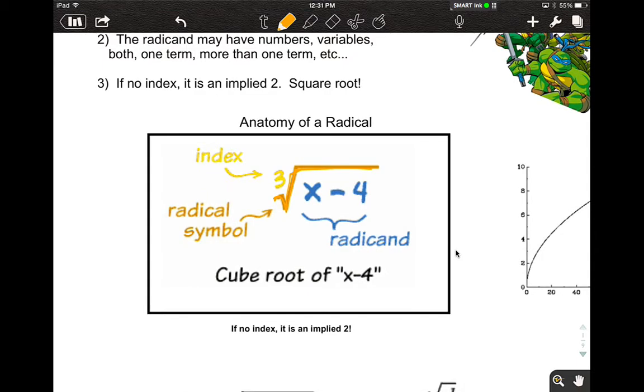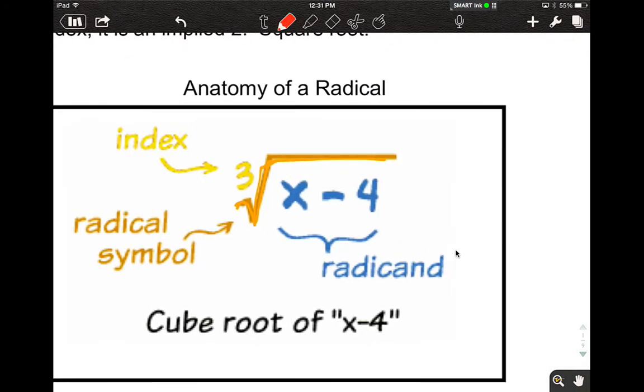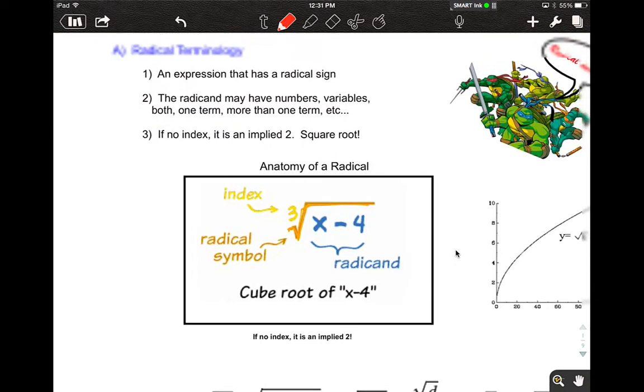What we can do is put an index. An index says what kind of root we are doing. Are we doing the cube root? Are we doing the fourth root? Are we doing the fifth root? What is the root of the number that we are doing?